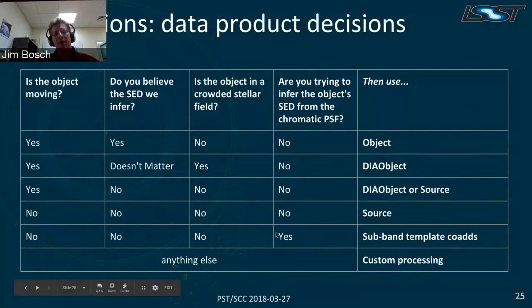And of course, if you can't find a cell that matches or a row that matches what you want to do, you can always do custom processing in the science platform. And I think that's about it. Any questions?